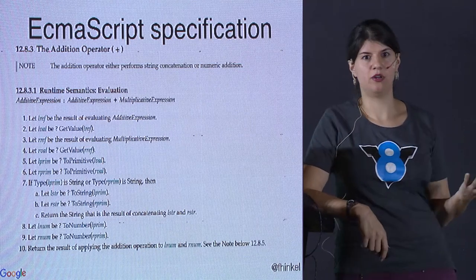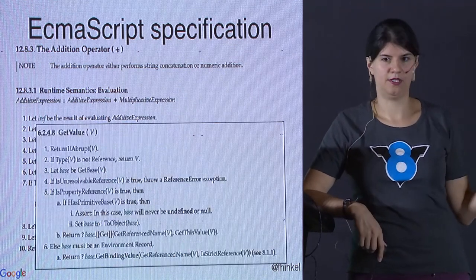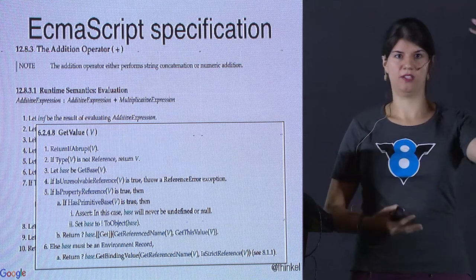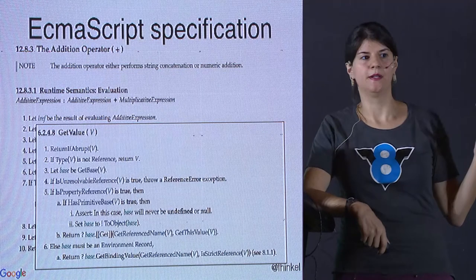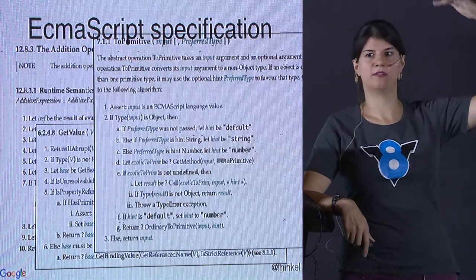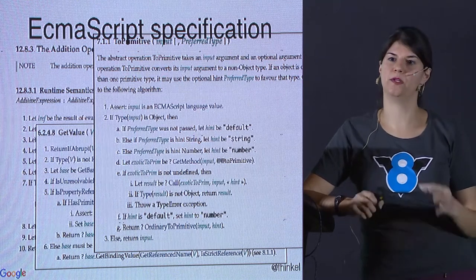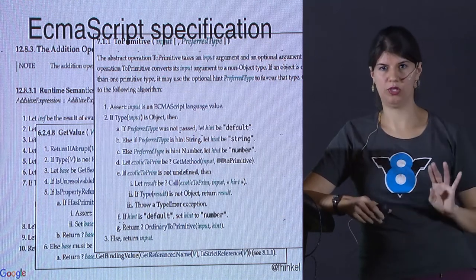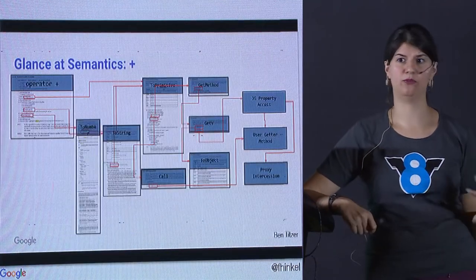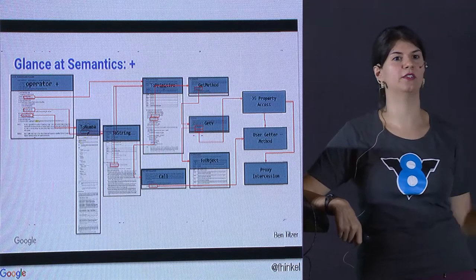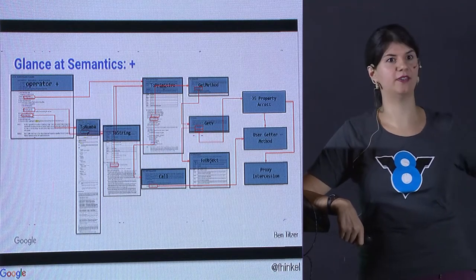And actually, it's much longer because every single one of these steps calls another method that in turn has lots of steps itself again, like to primitive and get value and so on. So it's just lots of steps you have to go through as a compiler when you want to plus two things together in JavaScript. My teammate Ben actually went through the trouble of following along the JavaScript specification for the simple addition operator, and he drew out that diagram.